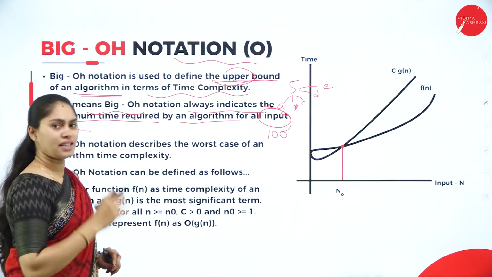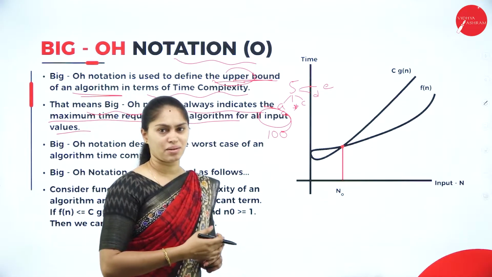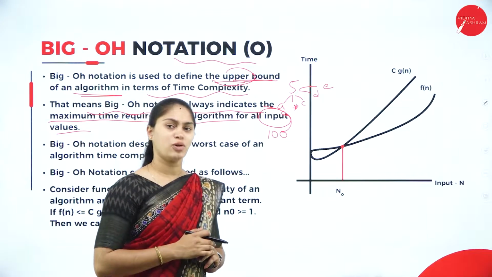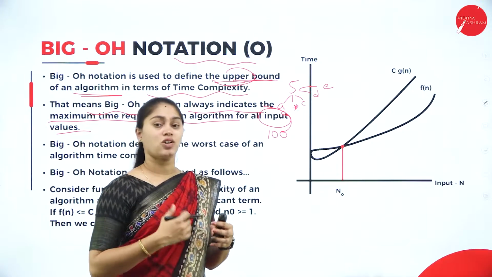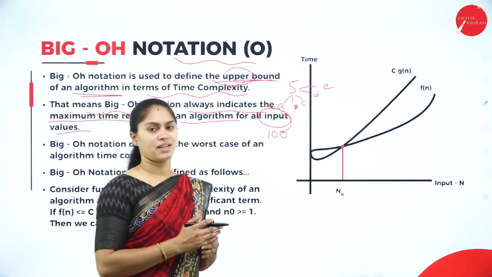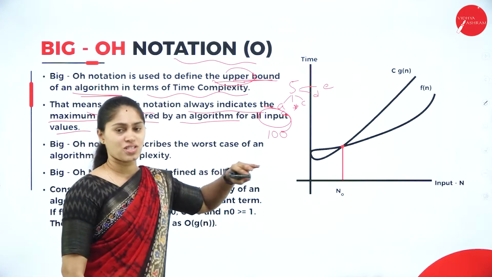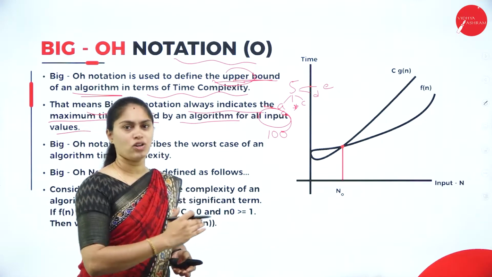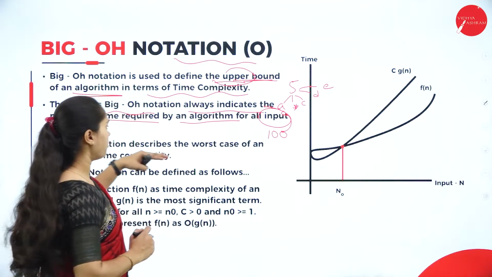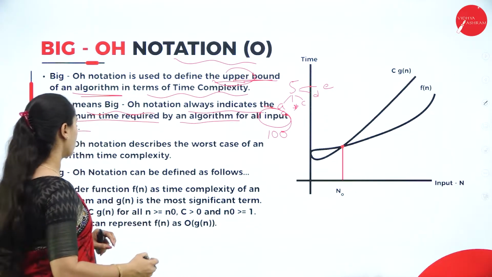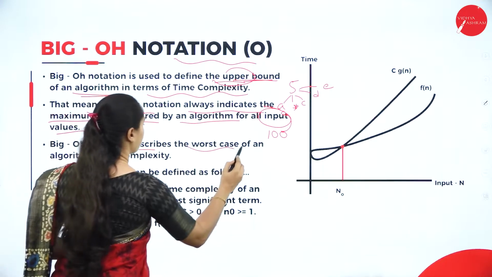If I have 10 inputs, what will be the maximum time? If I have 100 inputs, what will be the maximum time it will take in order to give the solution for a particular problem? So always this big O notation specifies the upper bound of an algorithm, or the maximum time that will be required. And also big O notation describes the worst case.